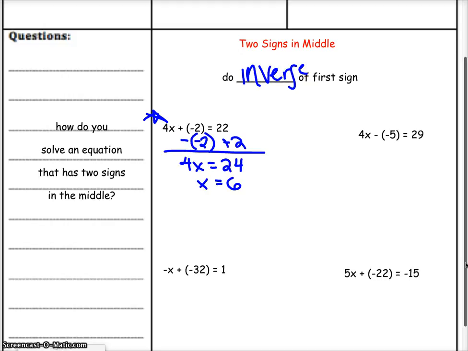Okay, 4x minus a negative 5. I'm plusing a negative 5. You do the inverse of the first sign. Then I'm plusing a negative 5 to the other side. 4x equals, they're opposite signs, so I'm going to subtract them. Hey, this is the same thing. X is 6. So again, if you have two signs in the middle, you do the inverse of the first.